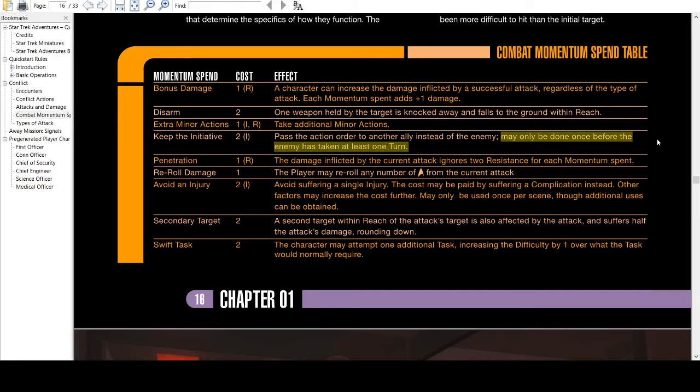Alright, secondary target, cost of 2 momentum. A second target within reach of the target's attack is also affected by the attack and suffers half the attack's damage, rounding down. Alright, this sounds pretty straightforward.